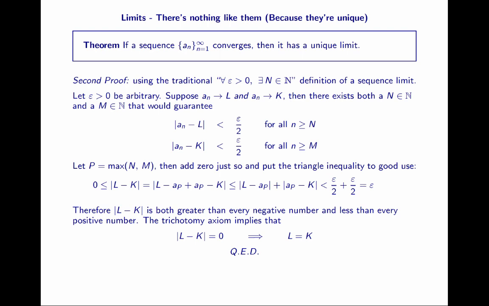So we've proven the theorem in two different ways. One using the neighborhood definition of a limit, and one using the for any epsilon there exists a natural number definition. So which one is prettier?